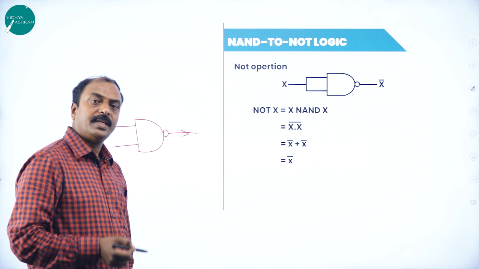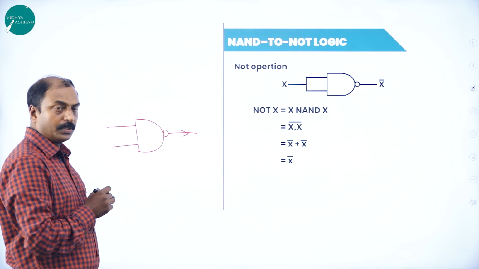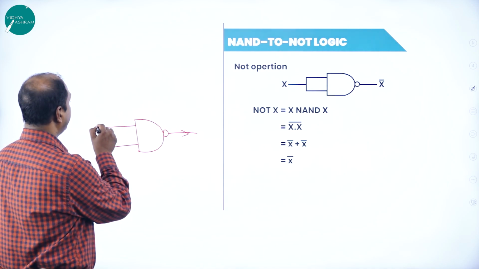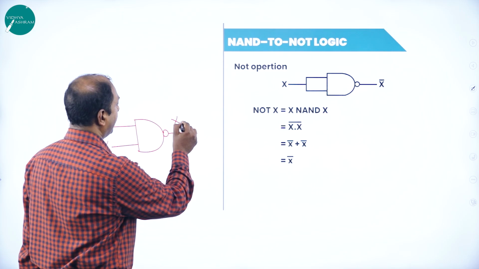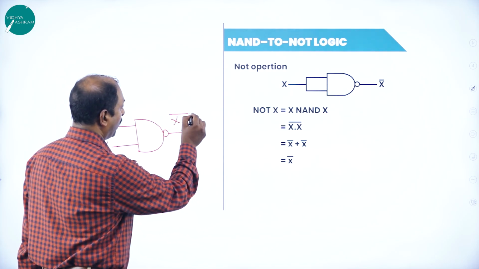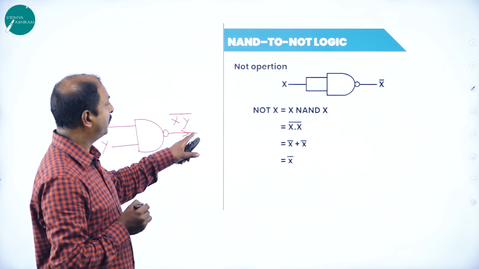And a NAND gate will have more than one input. Suppose this is X and this is Y. It will be X and Y bar, or X and Y NOT. So this would be the result of this.